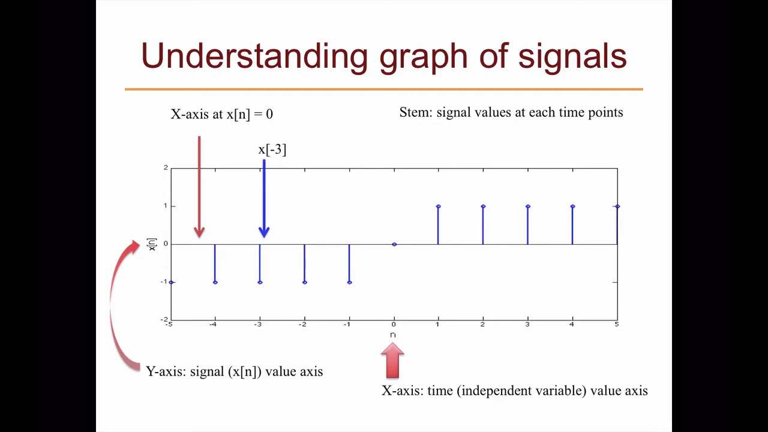Each stem is a signal value, so this point is x at the time -3. We write it as x[-3] in the square bracket. This is x[1], x and 1 in the square bracket. You can see that here x[-3] equals -1 and x[1] equals 1. The value of x[1] is 1. And x[4], the value of x[4], is also 1.